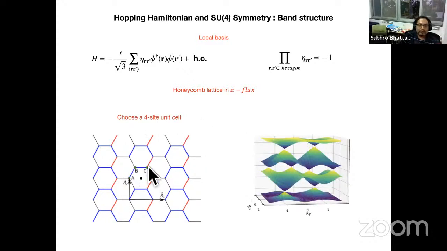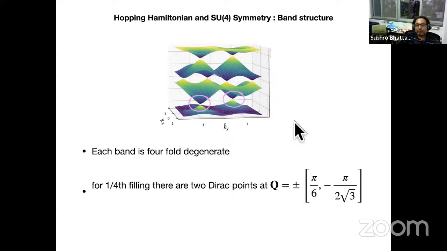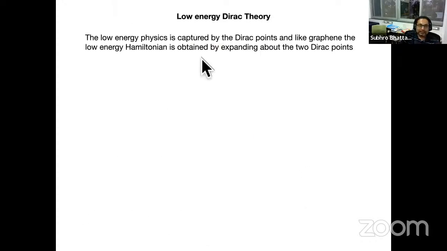It has 4 bands coming from this enlarged unit cell because of the magnetic translation group, and it has Dirac points at quarter filling and 3/4 filling. So at quarter filling, you have these 2 Dirac points, and the low energy physics around this quarter-filled state is dictated by these Dirac points. A similar case also arises for 3/4 filling, so some of the things that I'll be talking about also apply to this case.